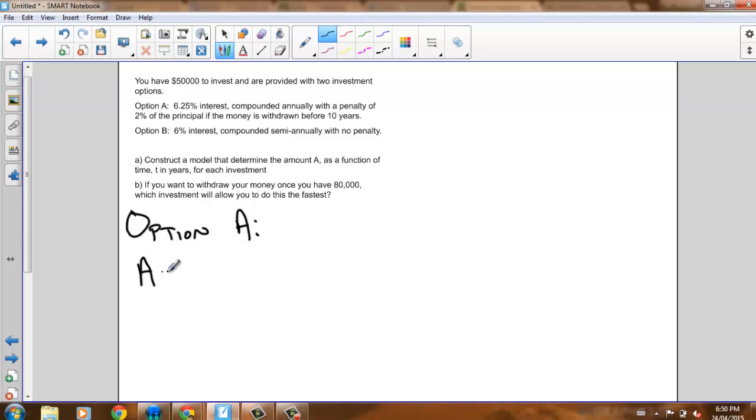In option A, when we invest our principal amount, we're going to earn 6.25% interest compounded annually, so we're going to earn 0.0625 interest compounded annually for an unknown amount of time. But we also have to try and factor in this penalty. Penalty would be taking away 2% of the principal, but only if we're investing it for less than 10 years. So if we know our investment's going to last longer than 10 years, we can kind of exclude this part. But for now, we'll keep it in.